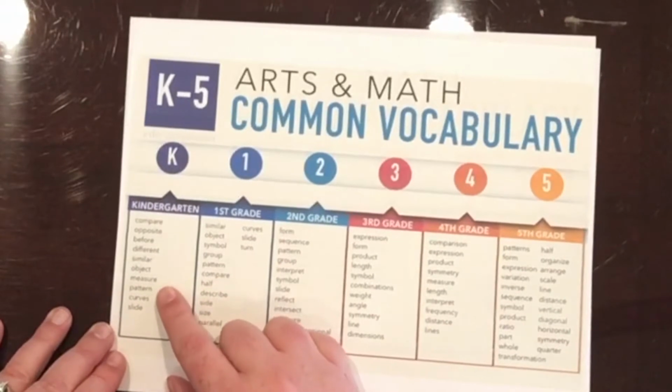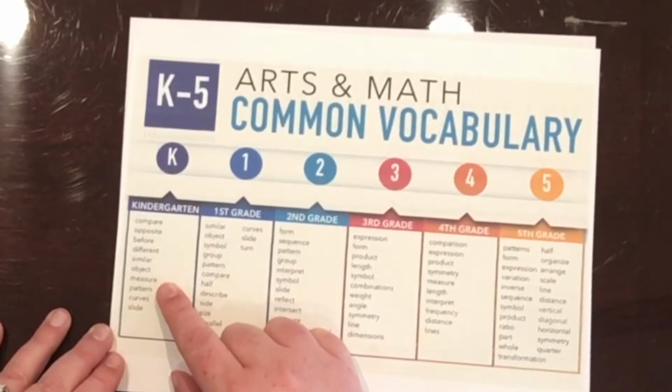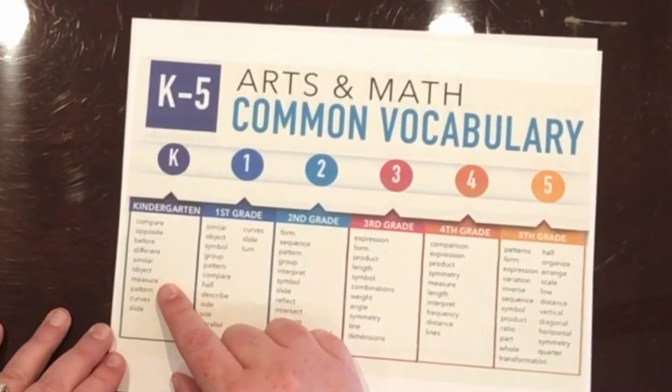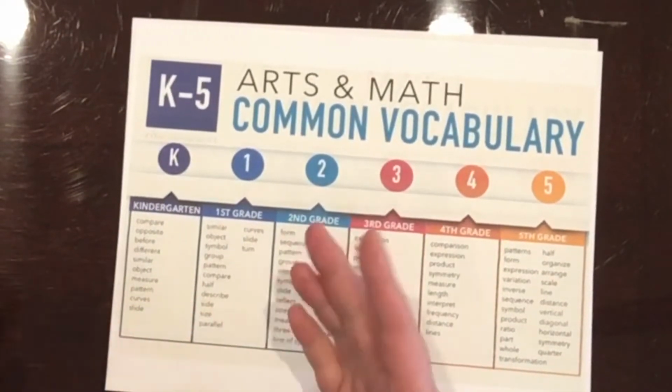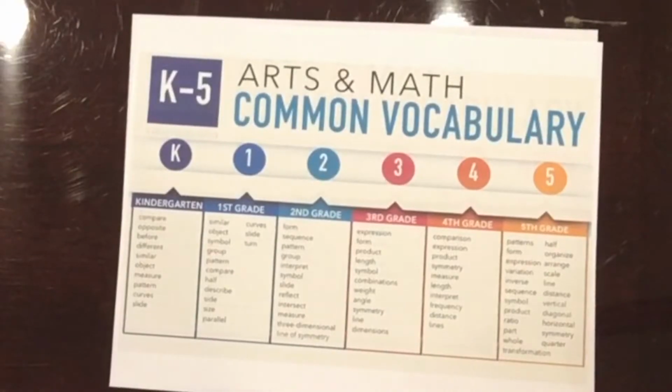So measure in music means something a little different than measure when we're looking at math, but there's still some commonalities that we see there. So that's really interesting. Again, pattern. We use pattern in visual art, we use pattern in music, we use pattern in dance. There's a lot of different ways we can take a look at that. Curves and slides. Those are very much used in visual art and dance, very frequently actually.